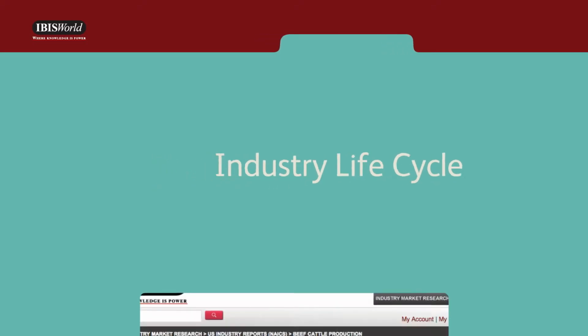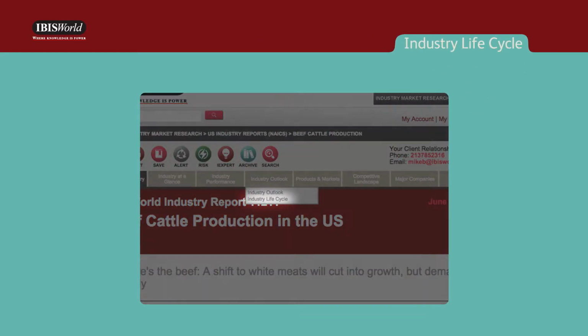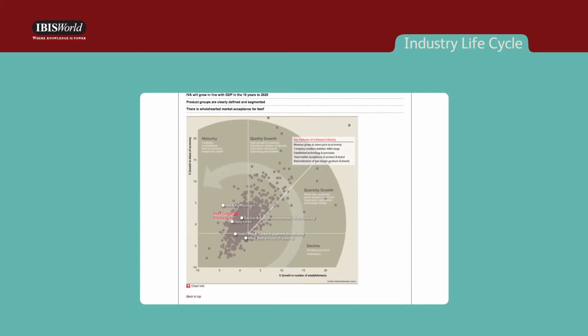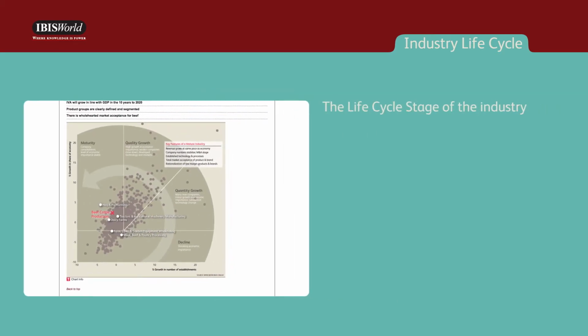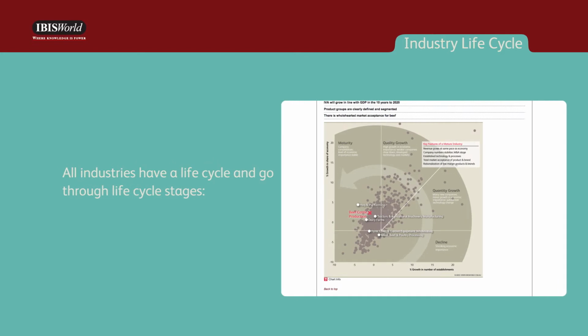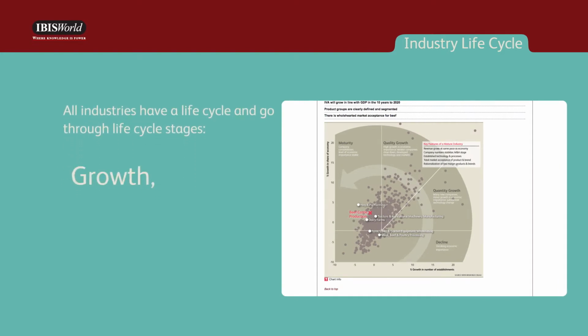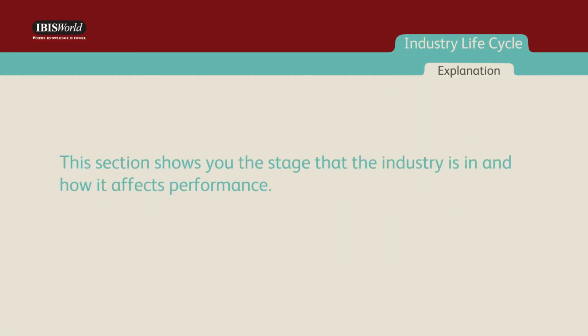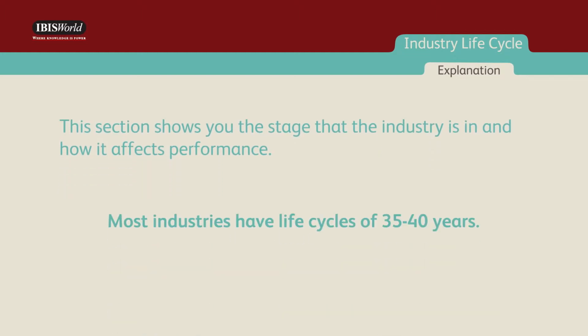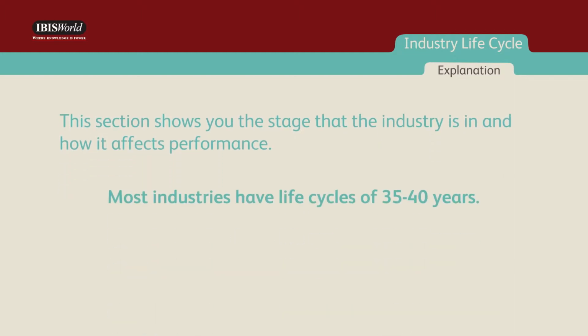Industry Life Cycle. The Industry Life Cycle section, included in the Industry Outlook chapter, includes the life cycle stage of the industry, life cycle reasons, analysis on the life cycle of the industry, and a life cycle chart. All industries have a life cycle and go through the life cycle stages: growth, maturity, and decline. This section shows you the stage that the industry is in and how it affects performance. Most industries have life cycles of 35 to 40 years: grow 15 years, mature 5 years, decline 15 years.